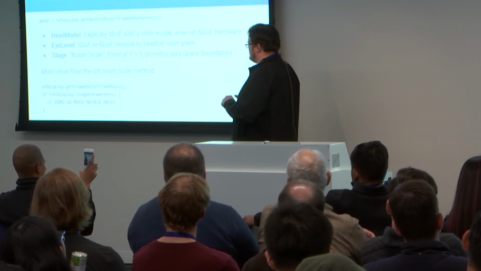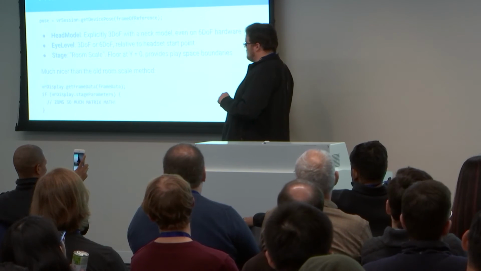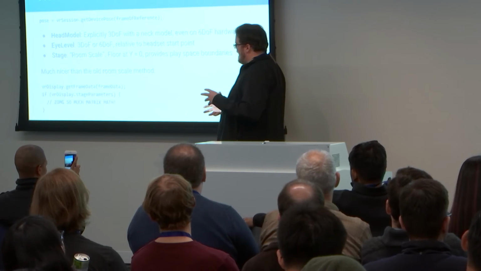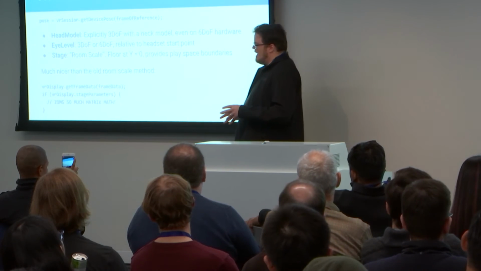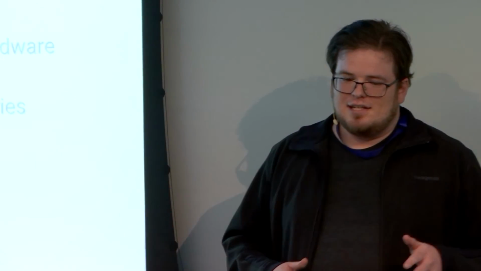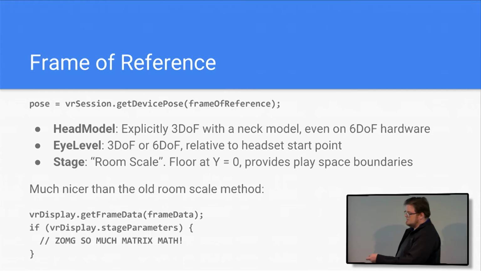So you could do this with WebVR, but it was a hot mess. You would go and get the pose, and then you would ask to see if there are stage parameters, which told you that we were dealing with a room scale thing, and then you would do lots and lots of matrix math and hope that you did it in the right order, and find out 3 months later that you actually didn't, and now if somebody does this, then their IPD gets switched, and it's terrible. So now we just have you pass it in when you get the device and say, I want these at eye level. I want these in the room scale, the stage.